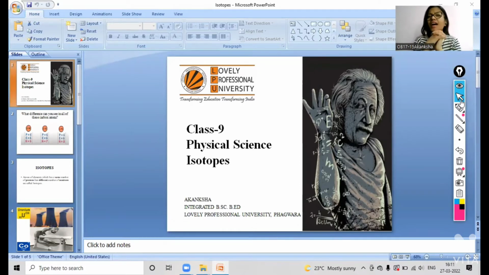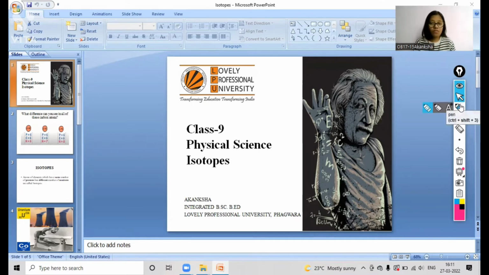And the topic for today is isotopes, right? We will not just rush directly into the topic. First we will see an example, and then through this example, we will deduce what isotopes are, right?